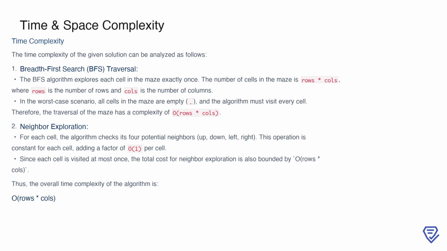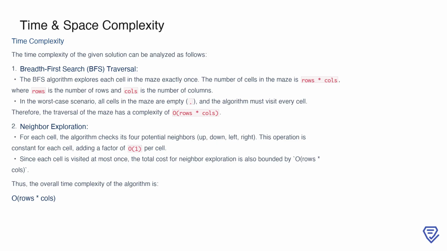To analyze the time complexity of this solution, let's begin with the breadth-first search traversal. The BFS algorithm systematically explores each cell in the maze, and since the maze consists of rows * cols cells, every cell is visited exactly once in the worst-case scenario. This happens when all cells in the maze are empty, meaning the algorithm must traverse the entire grid. Additionally, for each cell, the algorithm evaluates its 4 possible neighbors: up, down, left, and right. This neighbor exploration takes constant time, or O(1), for each cell.